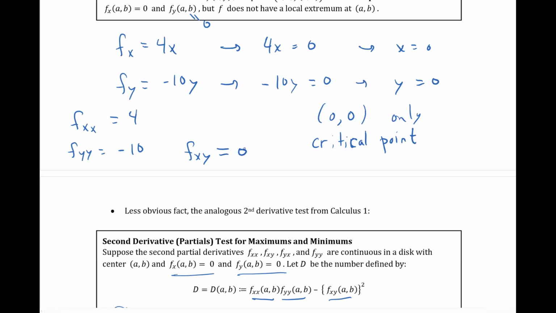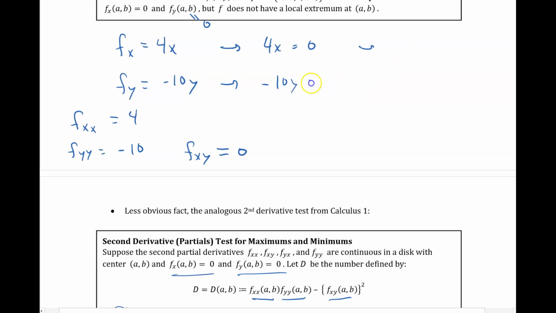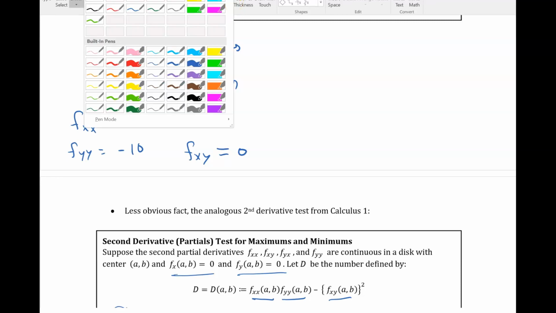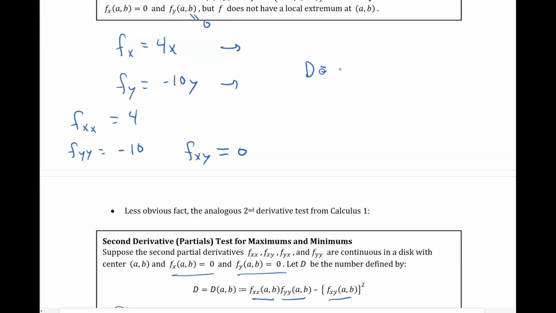So what does the number capital D come out to for this example? Let me just make myself a little bit of space here. We know our critical point is (0, 0). We need to now write out that expression. So what is capital D? Again, it's the double partial with respect to x times the double partial with respect to y minus the mixed partial derivatives, which are the same in either order, squared. So we just have to put those in. The double partial with respect to x we saw was 4. The double partial with respect to y is negative 10. The mixed partial was 0.